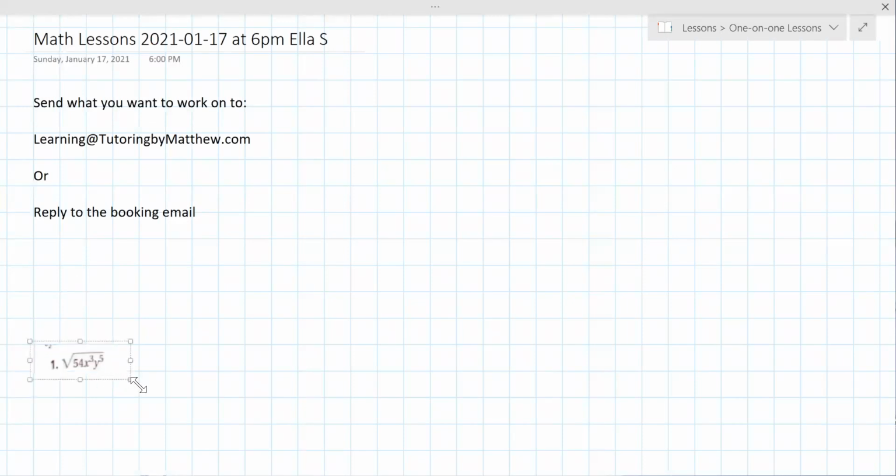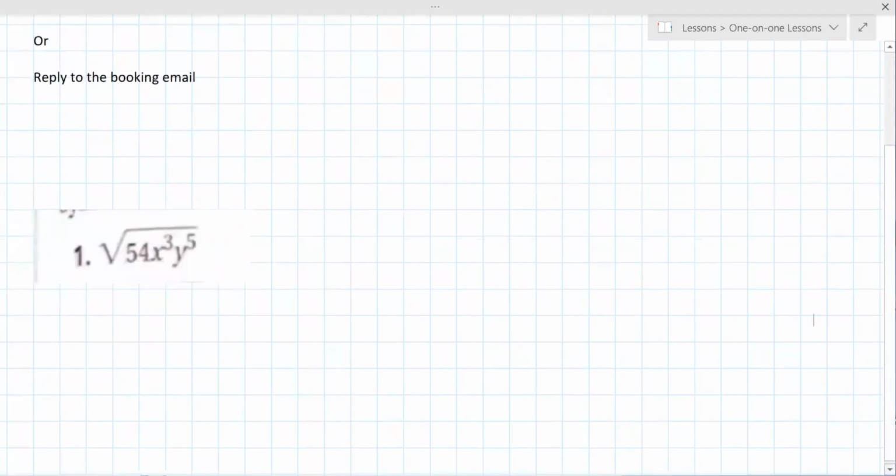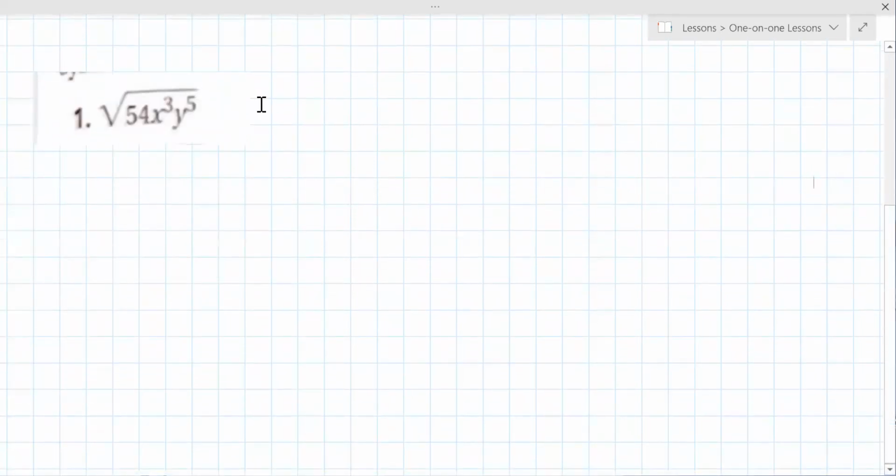All right. So this is the first question. It says you're simplifying square roots, and this question here is really three questions in one. It's what is the square root of 54? What is the square root of x cubed? What is the square root of y to the fifth?